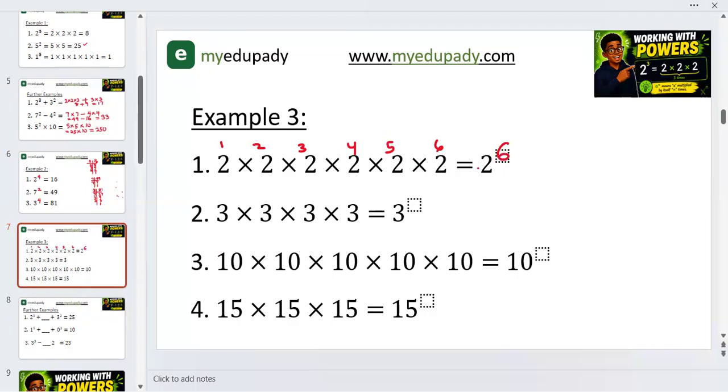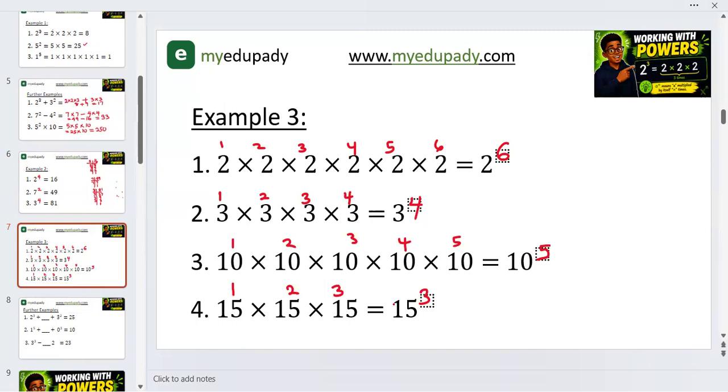Let's take a look at the second example in this case. We are multiplying 3 how many times? Let's count together. 1, 2, 3, 4. So we are multiplying 3 in 4 places. Now, for the third example, let's count how many times we are multiplying 10. 1, 2, 3, 4, 5. That means we are multiplying 10 in 5 places. Look at the fourth example. How many times am I multiplying 15? So 1, 2, 3. We are multiplying 15 in 3 places. And that is the answer to this question. I hope you understand this.